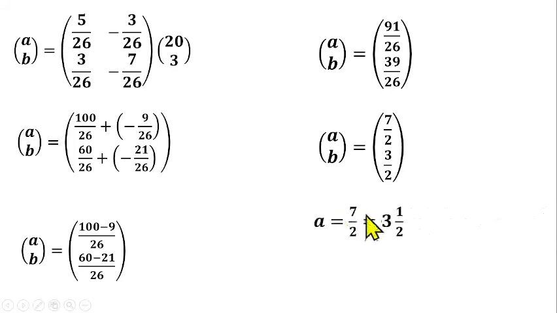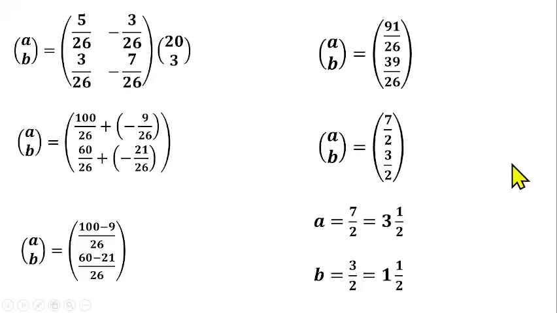So that means your A will be 7 over 2, which is similar to 3 and 1 over 2, and your B will also be 3 over 2, which is equal to 1 and 1 over 2, which is the same answer we got when we used Cramer's rule, which is the determinant method. So you can see that we get the same answer when we use these two methods.